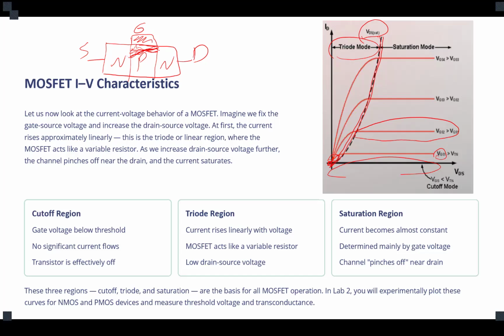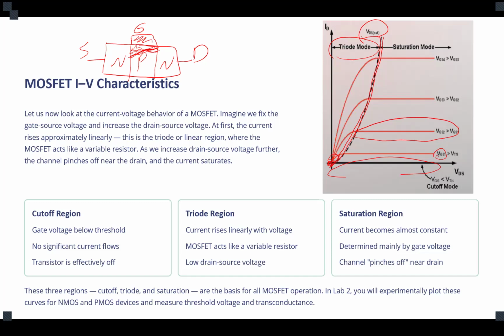Now, why is that? Anyone can tell us why, if we apply more and more voltage between gate and source, we have a higher amount of current passing between the drain and source? The voltage that we say is between gate and source. The current is between drain and source.